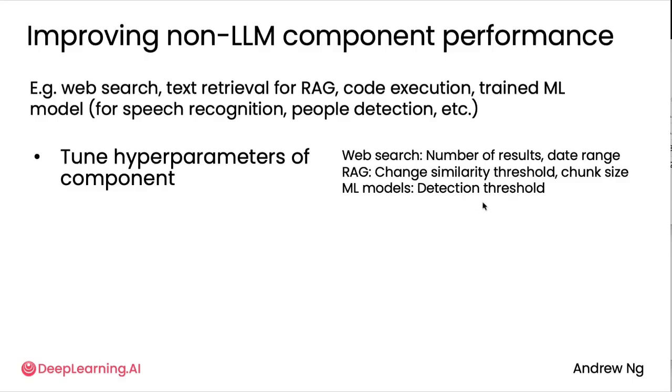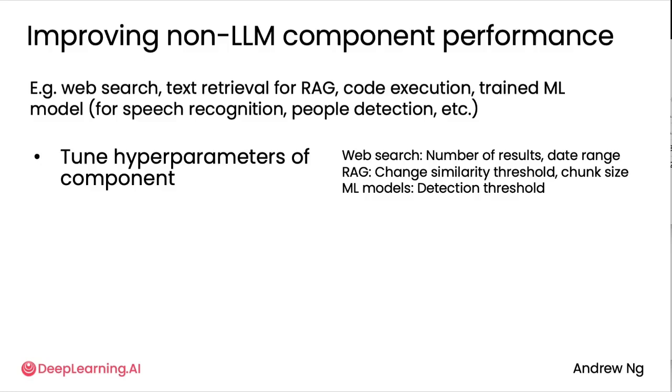Or for people detection, you might change the detection threshold, so how sensitive it is and how likely it is to declare it found a person. And this would trade off the false positives and false negatives. If you didn't follow all the details of the hyperparameters I just discussed, don't worry about it. The details aren't that important, but often the components have parameters that you can tune.